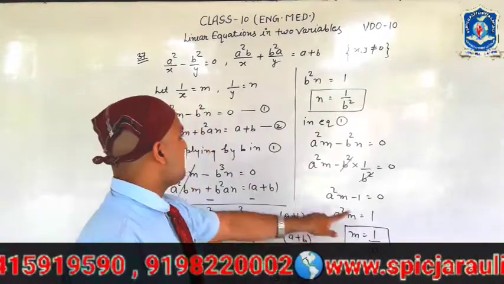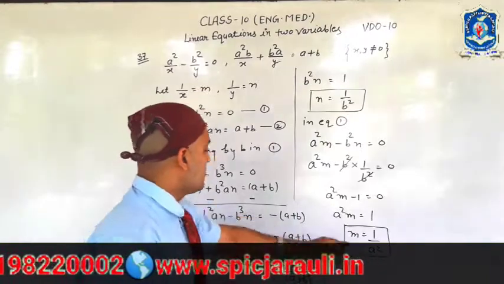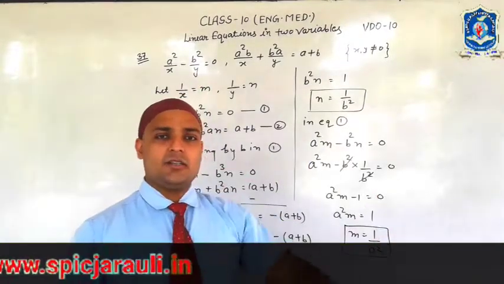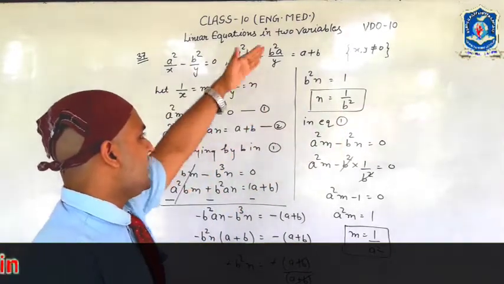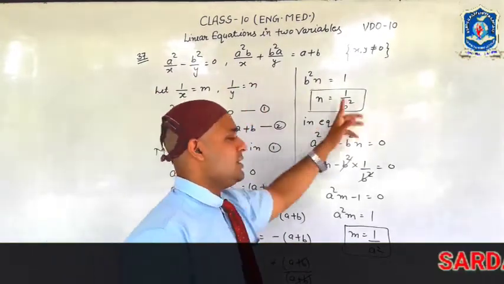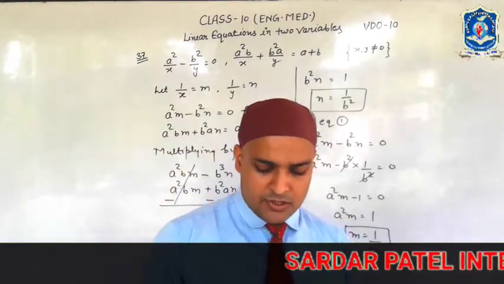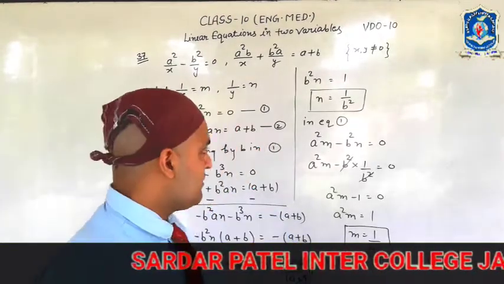Then put the value of m equals to 1 upon a square. Cross multiply, the value of x is equal to a square. Put the value of n here, cross multiply, you will get the value of y is equal to b square. Simple question. We solved it very simply. So question number 37 has been completed.